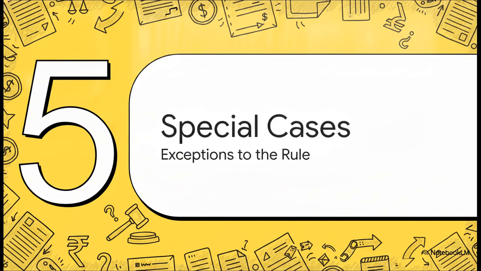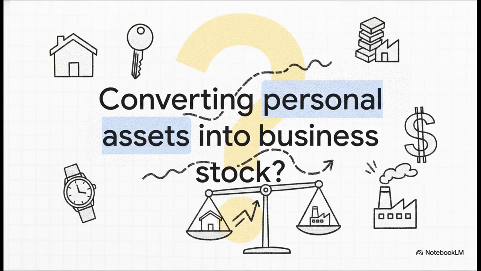And finally, Section 5, Special Cases and Conversions. Now, absolutely no discussion of tax law is complete without exploring the edge cases. The final leg of our assets journey involves looking at some highly unique scenarios where the standard rules get flipped completely on their head. Tax law is full of exceptions, particularly when it comes to converting an asset's fundamental nature. Let me ask you this. What happens when the lines blur?